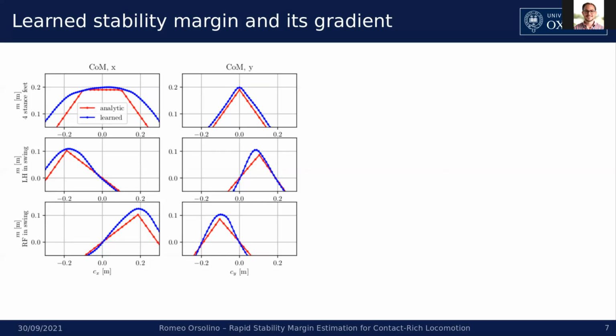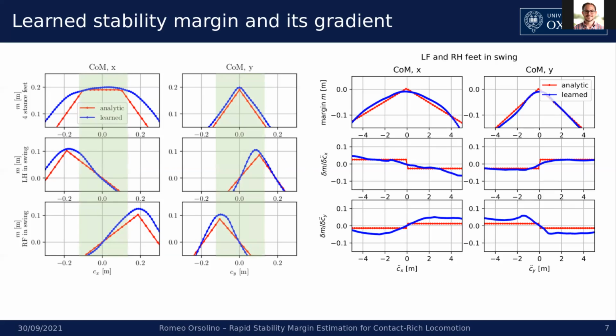We can show that in the range of states which is relevant for dynamic walk and trot, which is approximately plus and minus 15 centimeters from the origin, the estimation error between the analytical margin and its learned counterpart is always less than 1 centimeter.